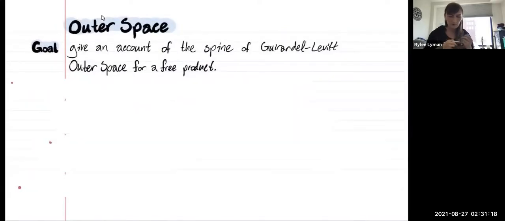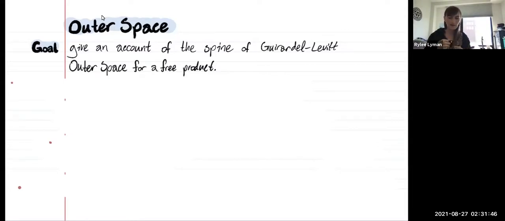So the story really begins with Culler and Vogtmann in the 80s. They defined a space, now called outer space, for the outer automorphism group of a free group to act on. I'm not really going to tell you much about Culler-Vogtmann outer space, except that wherever I say graph of groups, if you want to just think graph, then you'll be thinking of Culler-Vogtmann outer space.